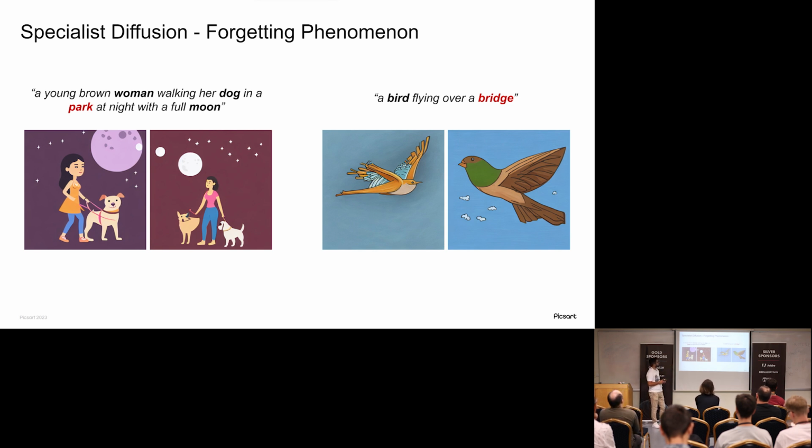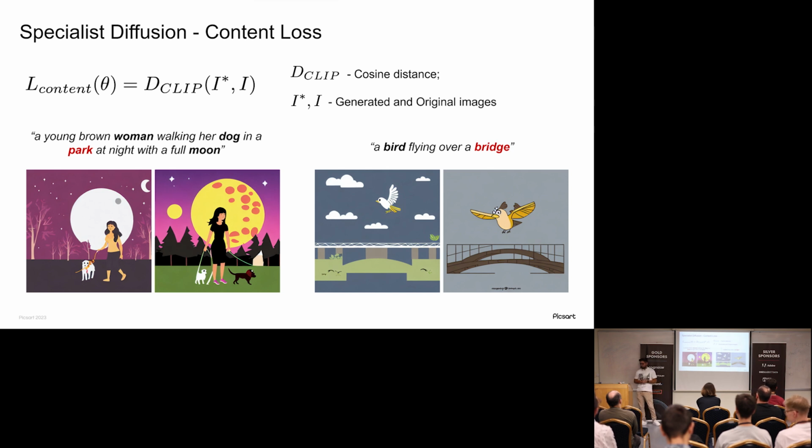In the second case, the same. We have a bird, a flying bird, but we don't have a bridge. Another problem in the forgetting phenomenon is that the domain gets very narrow and the diversification is not preserved. So we used content loss. The content loss is designed to avoid the forgetting phenomenon and to force the generated images to be aligned with the text. And by using this approach, we were able to bring back the park, the representation and the pixel values for the park and also for the bridge.